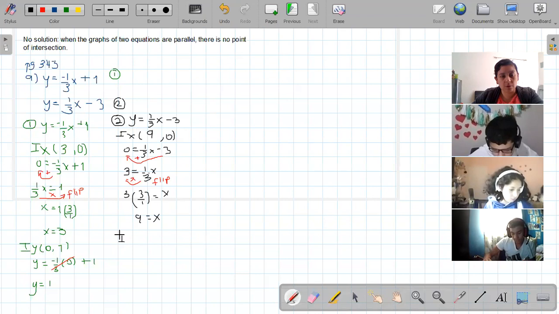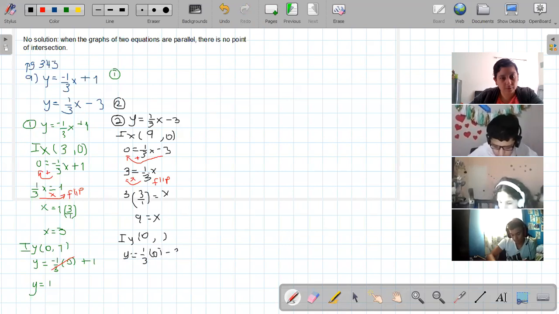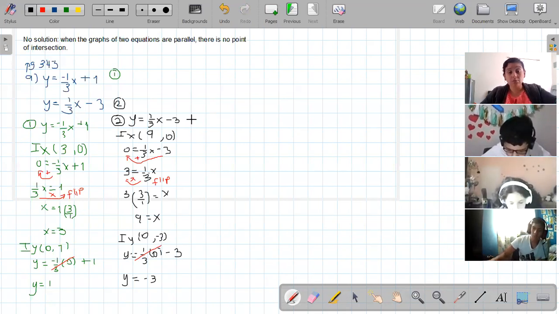Now I go with the intercept in y. When x is 0, and I'm looking for y. So I'm going to say y is equal to 1/3 times 0, minus 3. 1/3 times 0, that's 0. So I'm left with y is equal to -3, and that is my intercept. Okay, I got it, done.